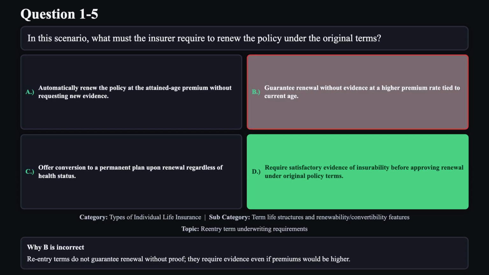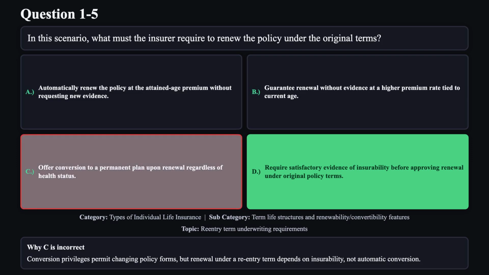Reason B is not correct. Re-entry terms do not guarantee renewal without proof. They require evidence even if premiums would be higher. Reason C is not correct. Conversion privileges permit changing policy forms, but renewal under a re-entry term depends on insurability, not automatic conversion.